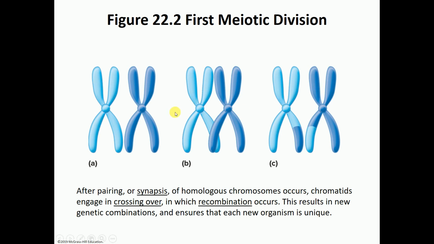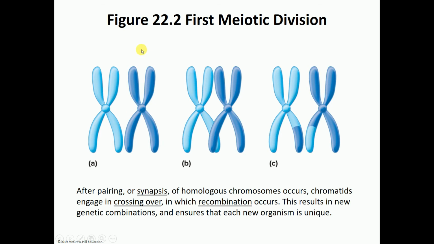The whole idea behind synapsis, crossover, and recombination is to produce gametes that are not carbon copies of the individual, so that the offspring, although they might have characteristics of their parents, are not carbon copies of our parents, and we do not produce offspring that are exactly identical to us.